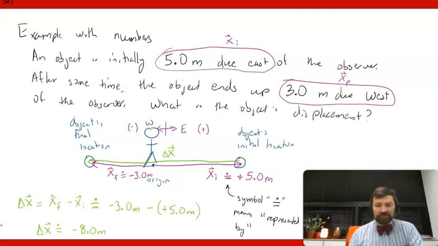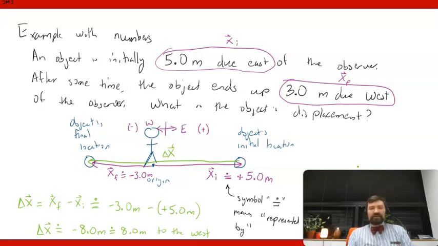And if we wanted to be really thorough, we could say that negative 10.0 meters in our system can be used to represent 10 meters to the west. That's translating back to the terms that we started with, due east, due west. This would be to the west, or due west. All right, so that is displacement in one dimension.